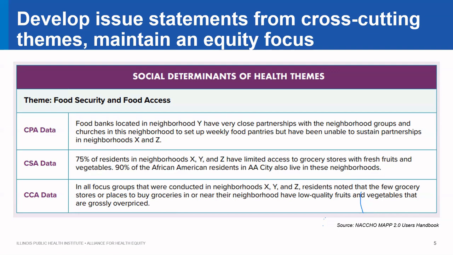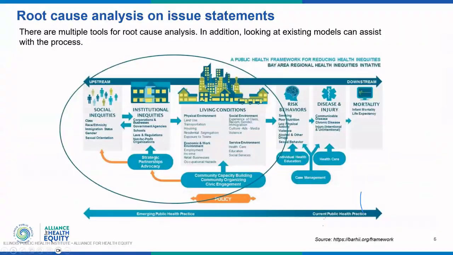So they've triangulated the data to get a comprehensive look at what this issue is related to the theme of food security and food access. So you're going to take this statement and do a root cause analysis.